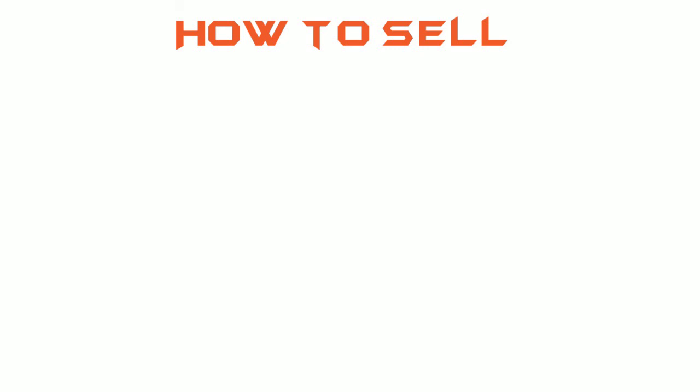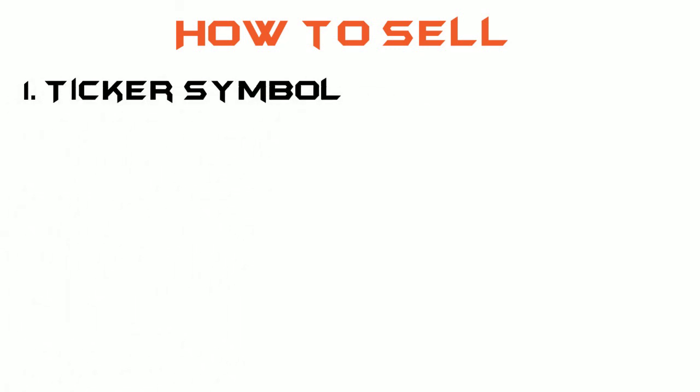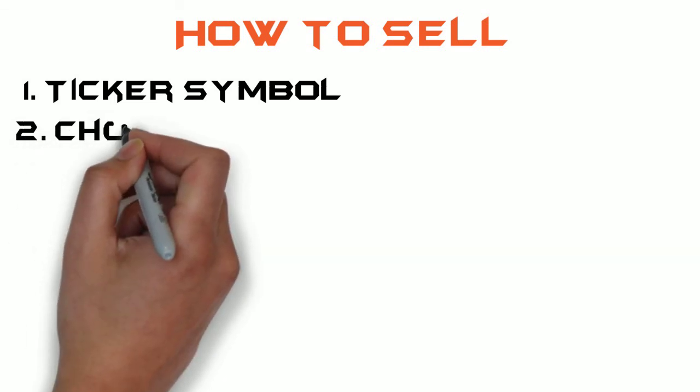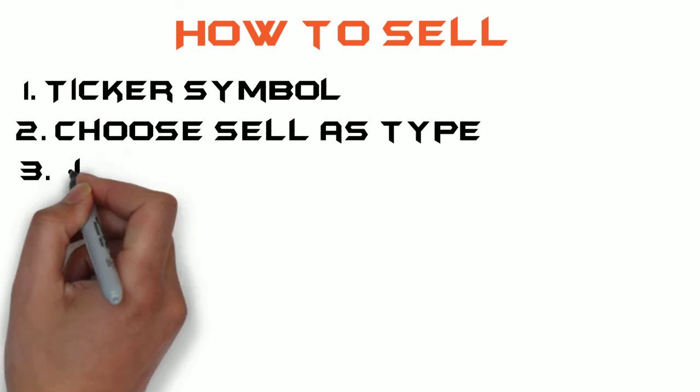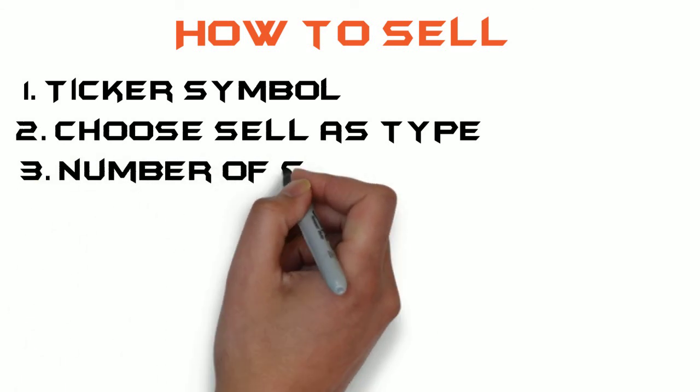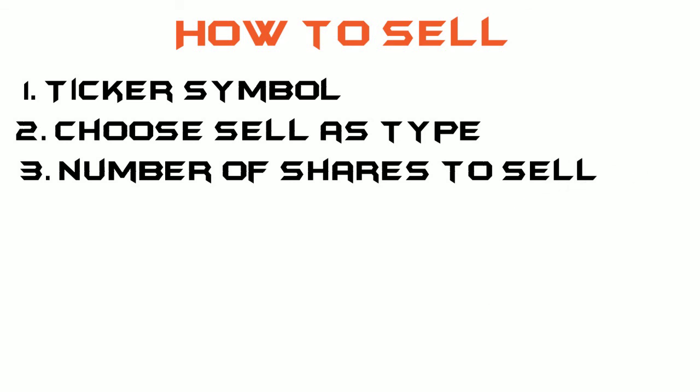Now, how to sell? It's pretty much the exact same thing, just that you change the order type to sell instead of buy. And you want to set the number of shares to sell. Basically, the maximum number is the number of shares you currently have. So let's say you have 10 shares, you want to sell 10. You put in 10 there. And then the same thing with the market order and limit order.